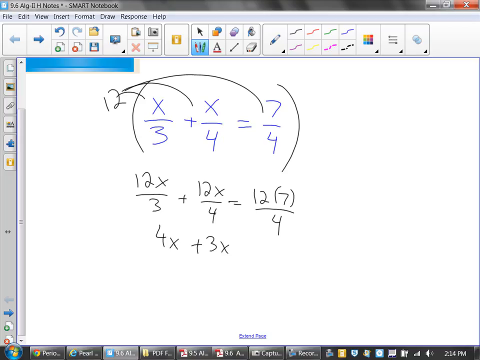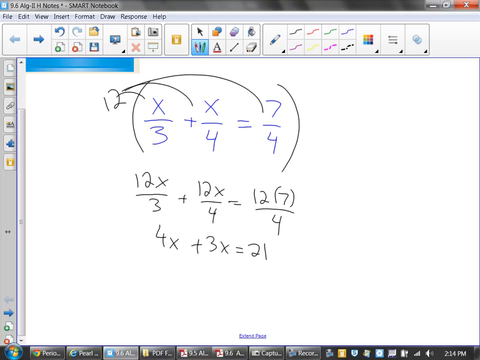What's 12 divided by 4? 3. What's 3 times 7? 21. Where'd the fractions go? What happens here is by multiplying both sides by the common denominator, the fractions go away. This only works with the equal sign.